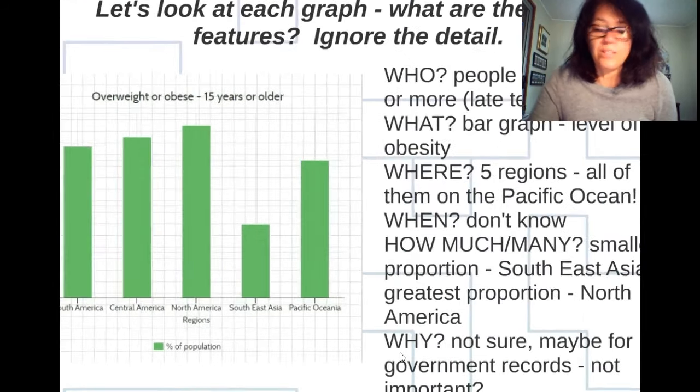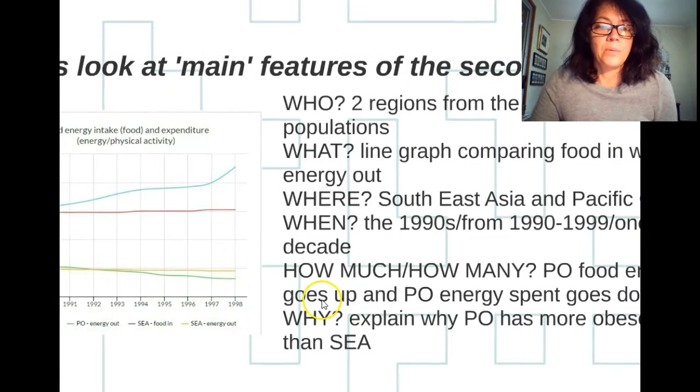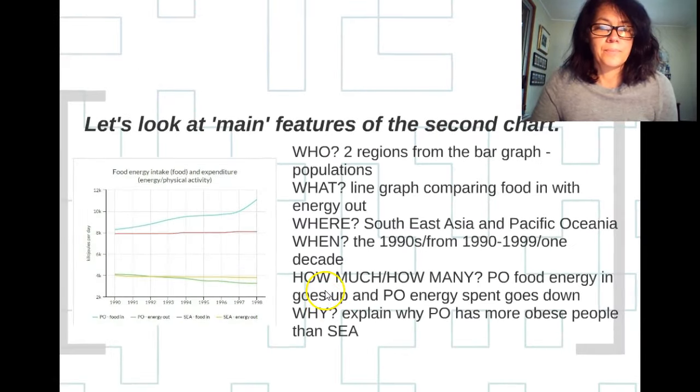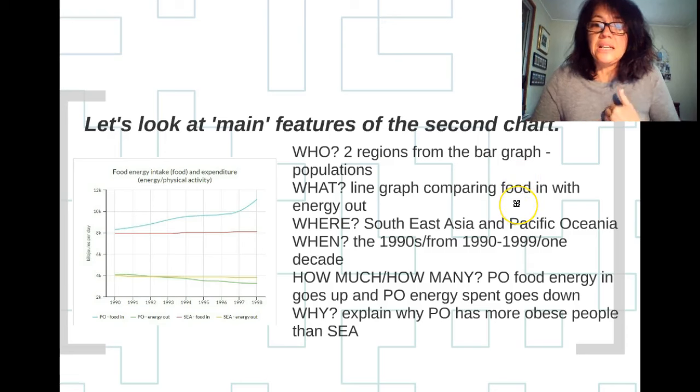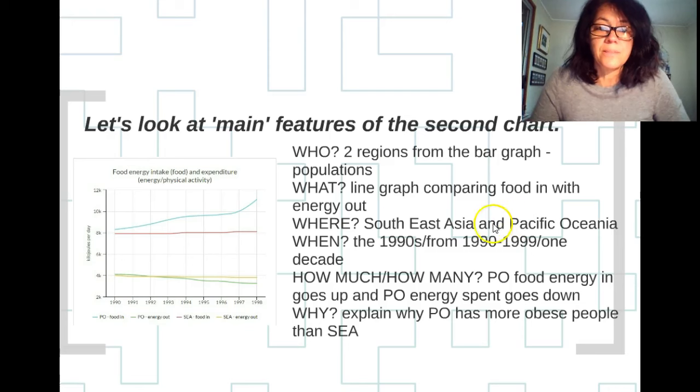What about the line graph? Here we go. Food energy intake and expenditure, and the K refers to kilojoules per day. Let's go through the questions again. Who is it about? Only 2 regions on the ocean. What is it about? Food energy in and energy out, probably in the form of exercise.